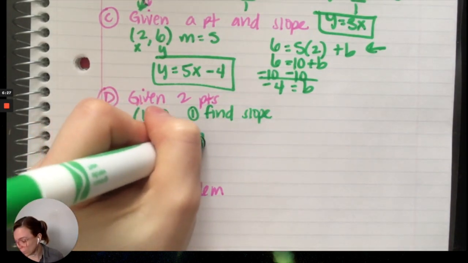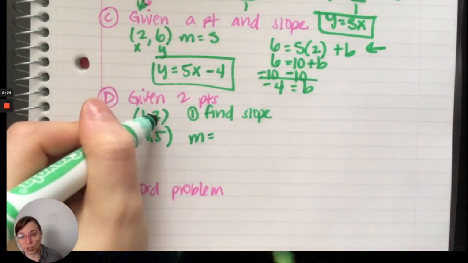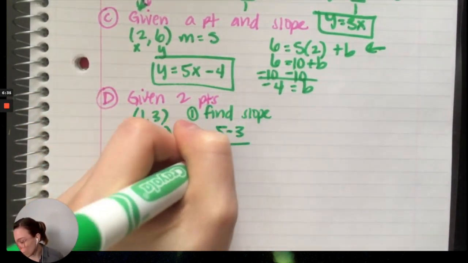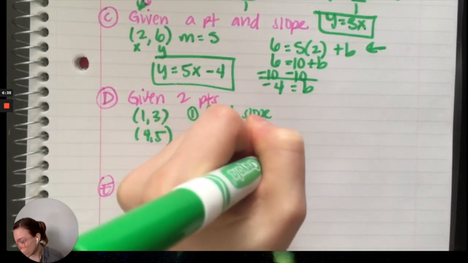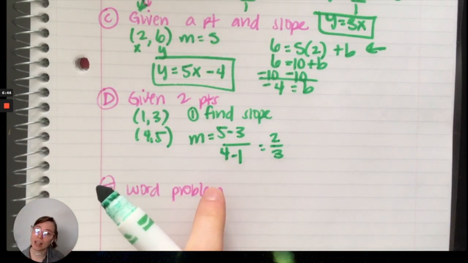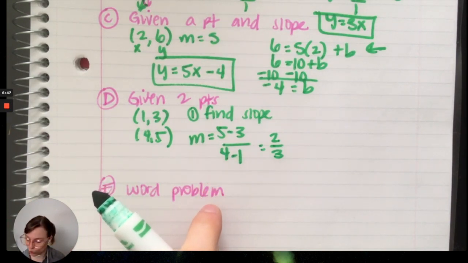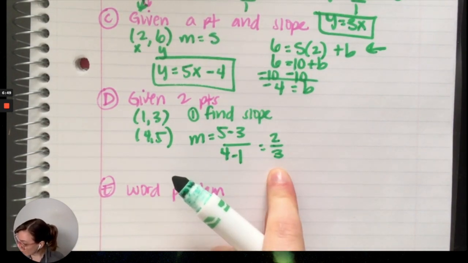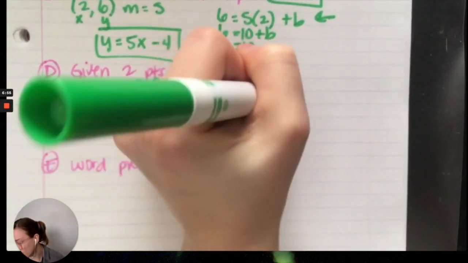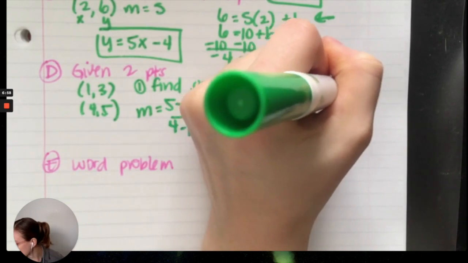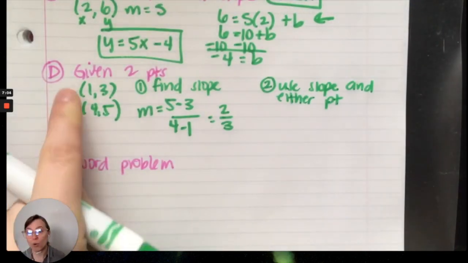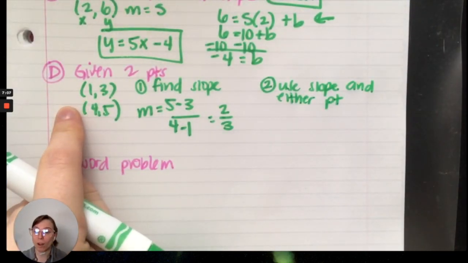So finding your slope, I'm going to do the 5 minus 3 just because that'll keep it a positive number. So if I do 5 minus 3, I have to do 4 minus 1, so I get 2/3 positive. If you did the 3 minus 5, 1 minus 4, you'd have a -2 over -3, which simplifies to a positive 2/3. So that's my slope, and now I need to use the slope and a point. Okay, so I need to use the slope and either point. It doesn't matter which point we use. Both of these are on the line, so it doesn't matter which point we use.